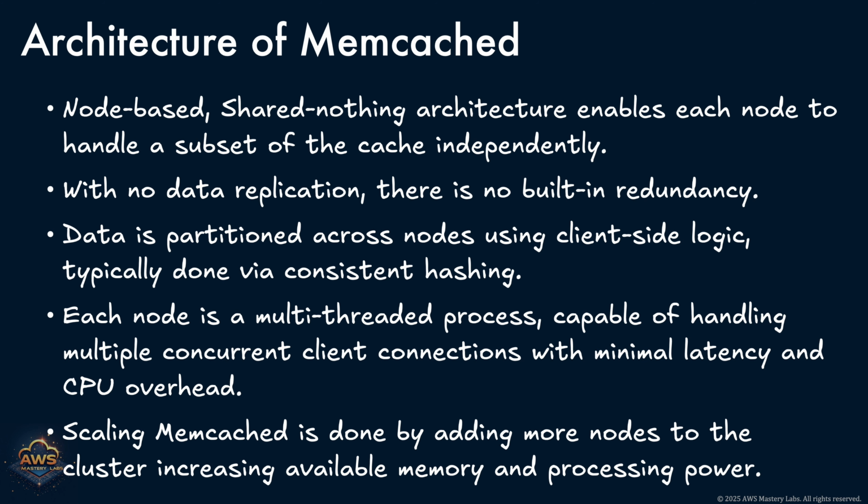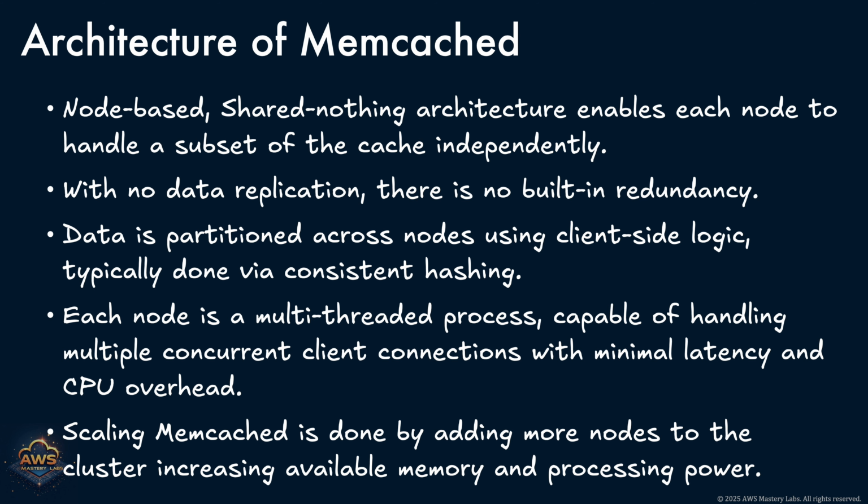The architecture of ElastiCache for Memcached is designed for simplicity, speed, and scalability. At its core, Memcached follows a shared-nothing node-based design. Each node operates independently with its own allocated memory, CPU resources, and network stack. There is no coordination or data sharing between nodes, which minimizes overhead and supports low latency performance at scale.